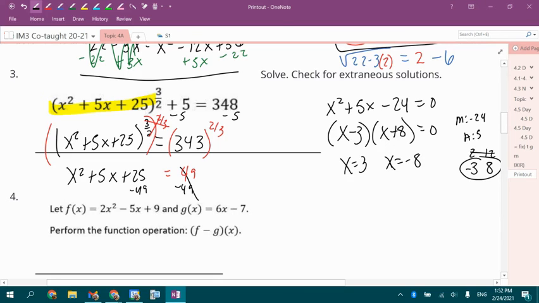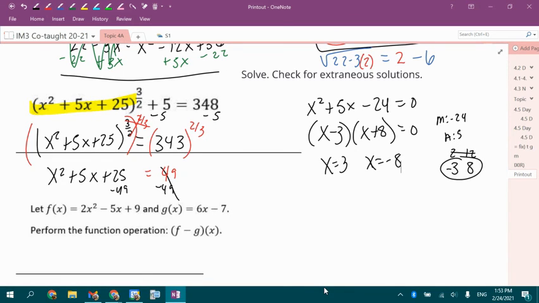Check your answers, plug them back into the equation. But when you check both the 3 and the negative 8 into your calculator, they both work. So they both are answers.